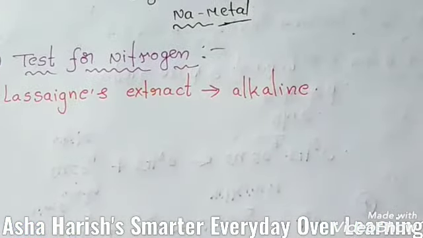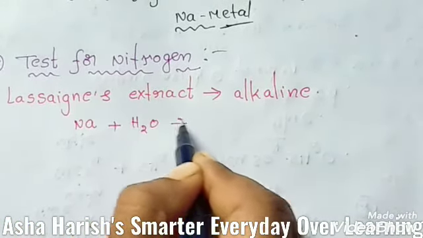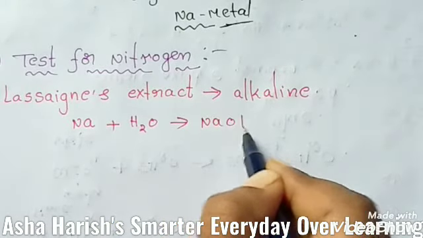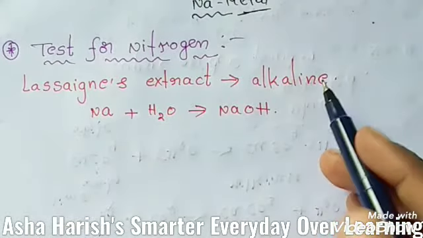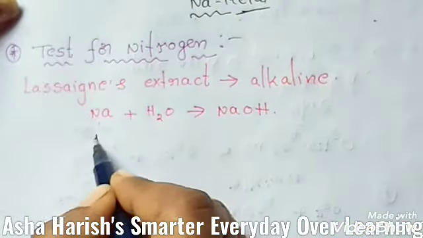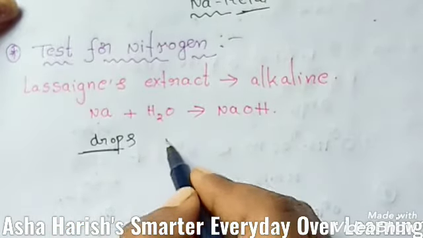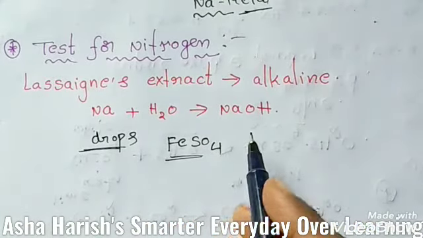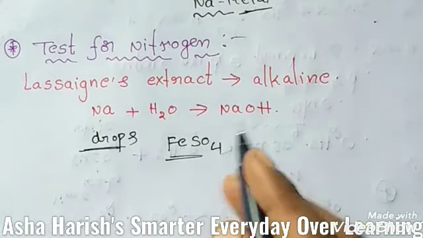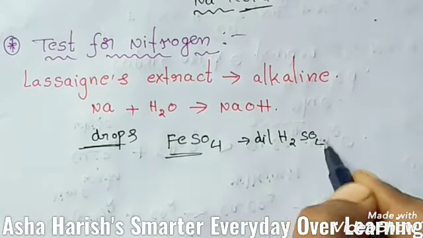This Lassaigne's extract is alkaline in nature, since the excess sodium reacts with water to produce sodium hydroxide, NaOH. To a part of this alkaline solution, a few drops of freshly prepared ferrous sulfate, FeSO4 solution, are added. The contents are warmed, cooled a little, and then acidified with dilute H2SO4, sulfuric acid.